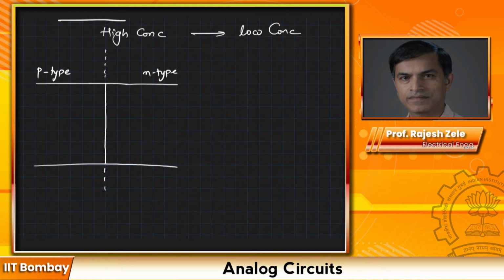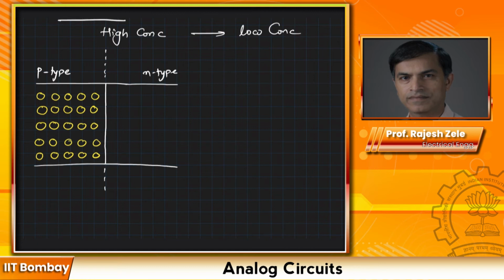Okay, let's use yellow for the p-type. It will have holes originally, and is dominated by holes. I'm just showing them with yellow to begin with, and n-type will have lots of electrons, and let's use a different color here. We will just show them like this. So there is a high concentration of electrons.